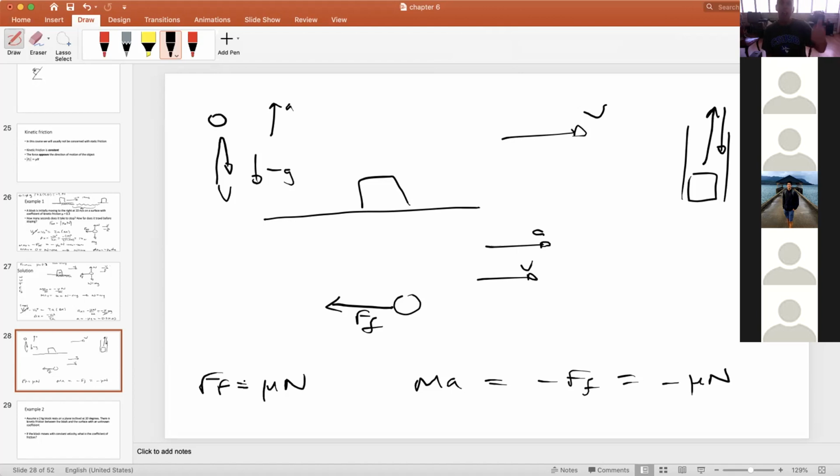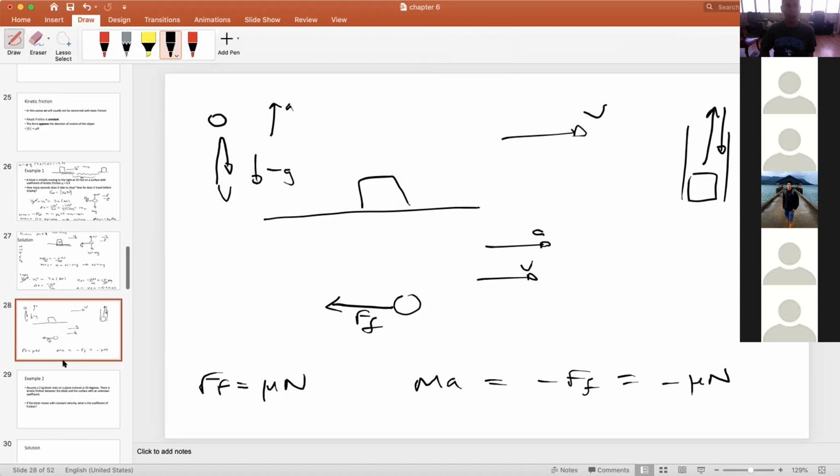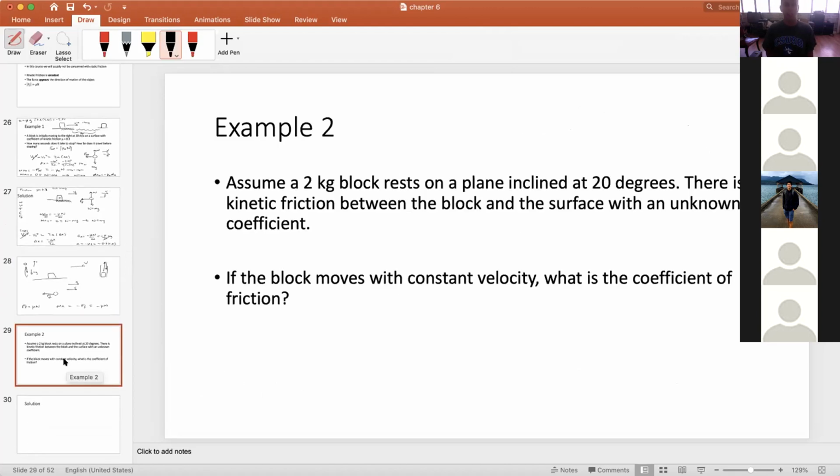The negative sign is if you're assuming that the friction is opposite the velocity and the velocity is in the positive direction. But that's not always the case. And that's what I'm trying to get through to you guys. And we're going to see that right now. So this one, if it rests on here and there's kinetic friction somewhere here, okay? If the block moves with constant velocity, what is the coefficient of friction?